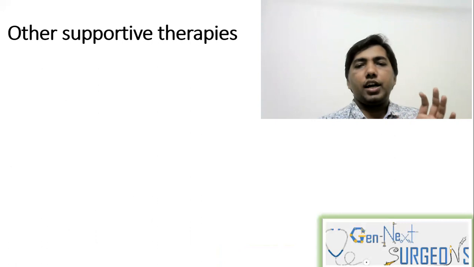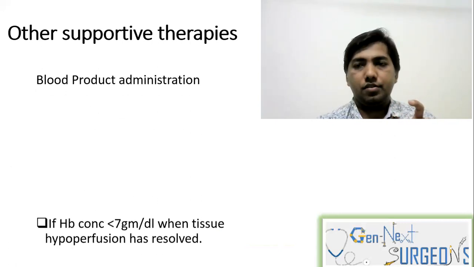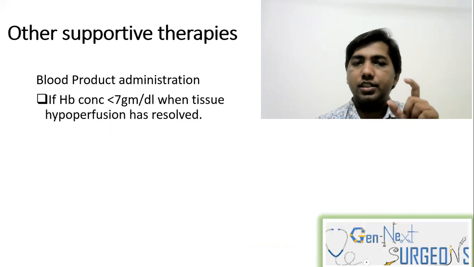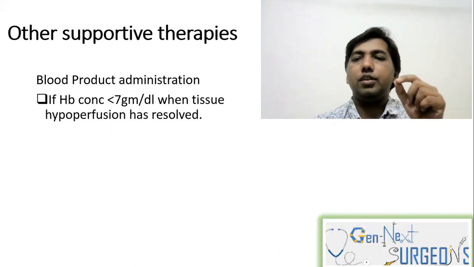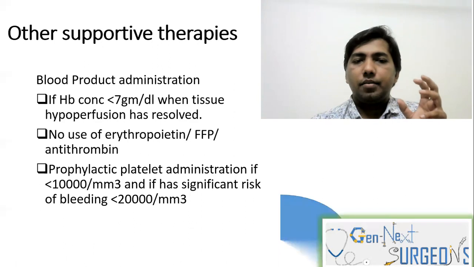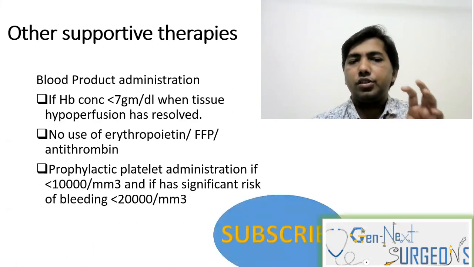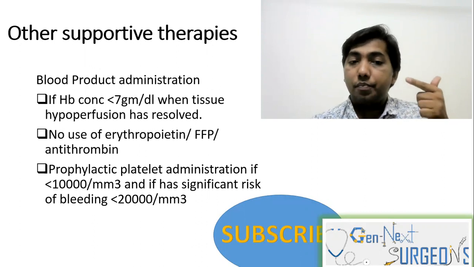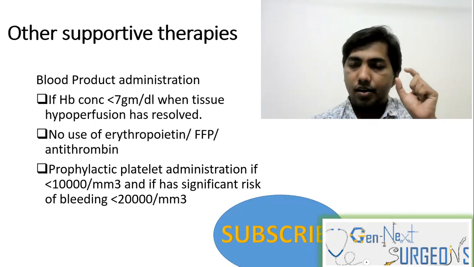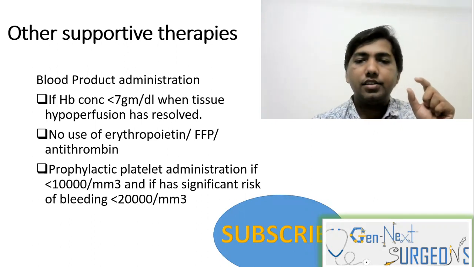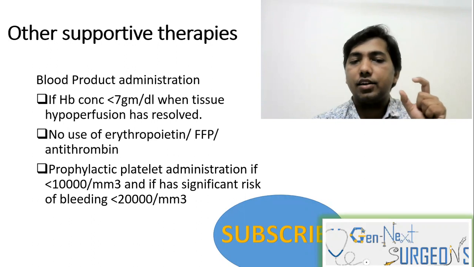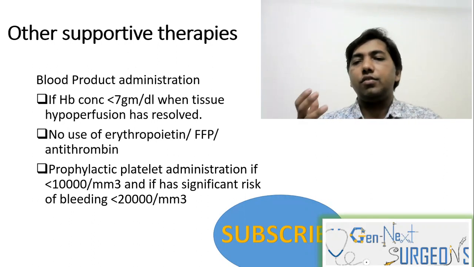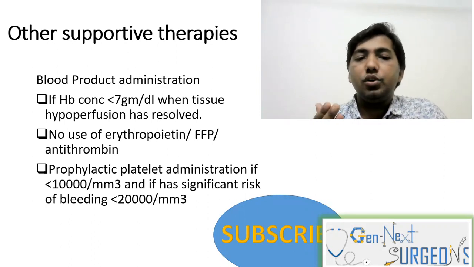Other supportive therapies according to the guideline are blood product administration. If the patient's hemoglobin concentration is less than 7 gram per dl, then we have to give blood product. There is no use of erythropoietin or fresh frozen plasma or antithrombin in that case. And prophylactic platelet administration is advised if that level is less than 10,000 per millimeter cube. If the patient has significant risk of bleeding, then it will be less than 20,000 per millimeter cube. So this is one thing.